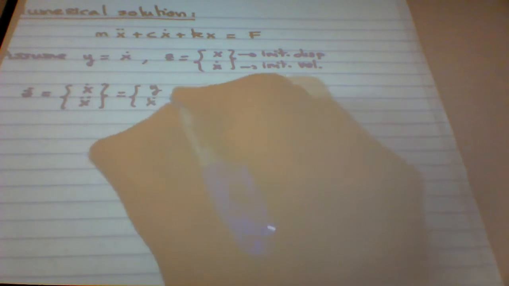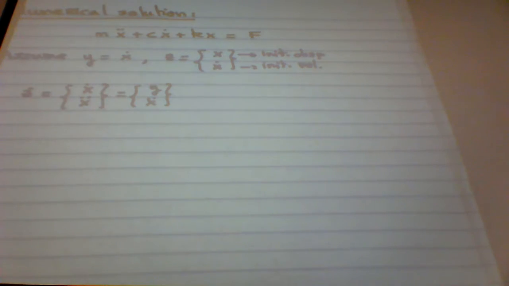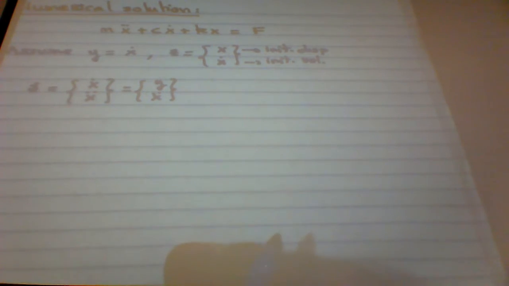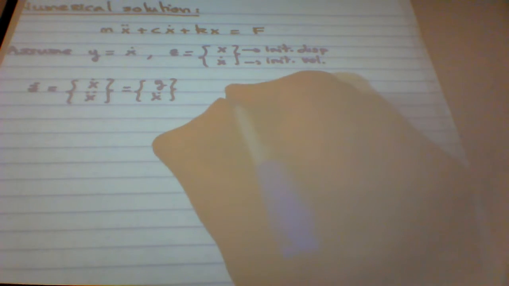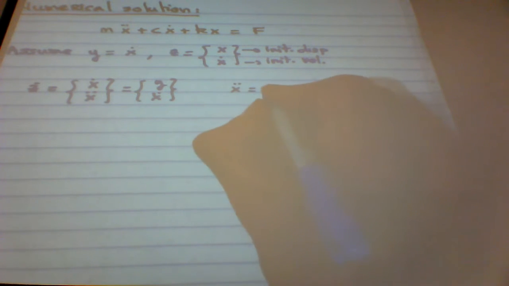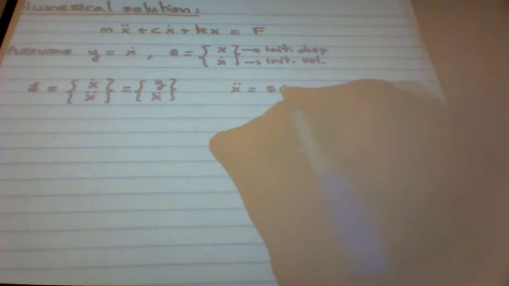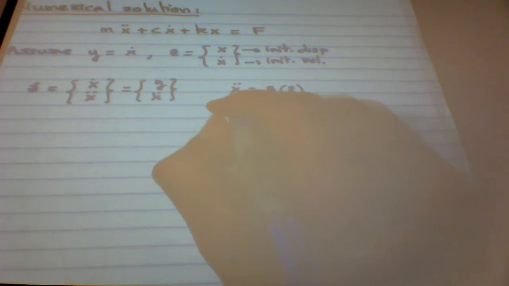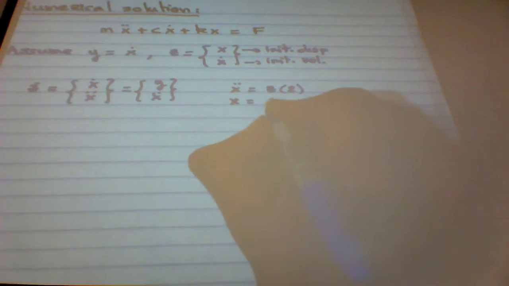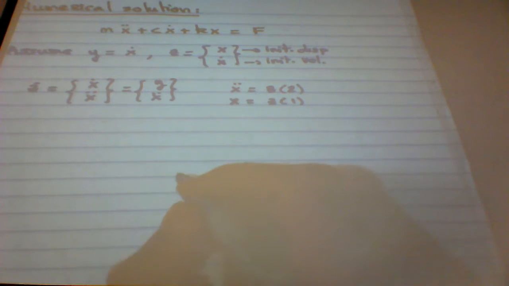Okay, or if you want, I can write it. This will be y. We don't need this one. I think this part was just enough. Okay, so now we rewrite. So we had that x double dot was really equal to what? z of 2, and x dot, z of 1.